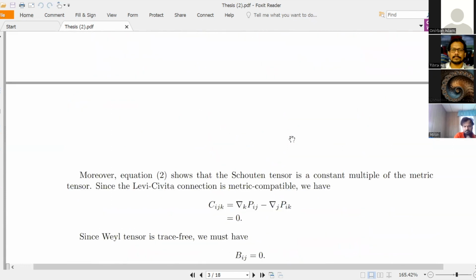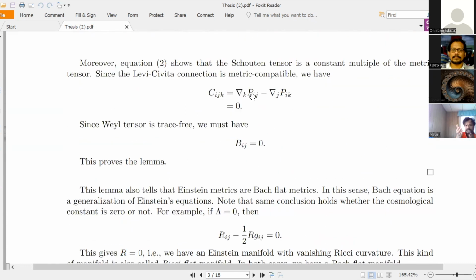Since Schouten is a constant multiple of the metric, and the covariant derivative or connection I'm taking here is metric compatible. By metric compatible, I mean its derivative is zero. So Pij is just some constant times the metric, therefore its derivative is zero, it's identically zero.